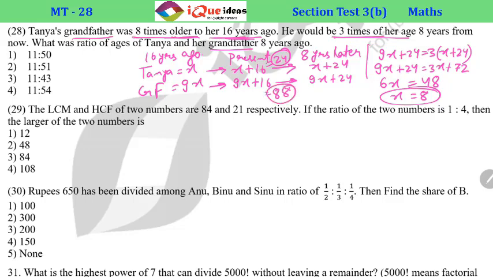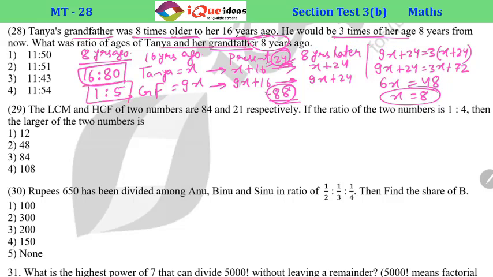Right? Now what is the question asking? The question is asking the ratio of their ages 8 years ago. So 8 years ago, the ages would be 24 minus 8, that is 16, and 88 minus 8, that is 80. So the answer would be 16 is to 80, which is 1 is to 5.